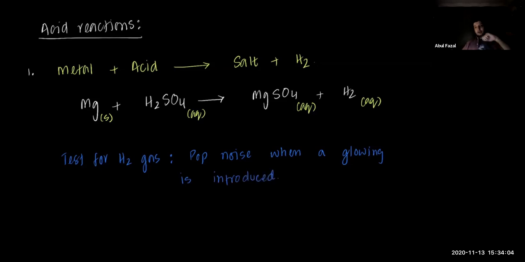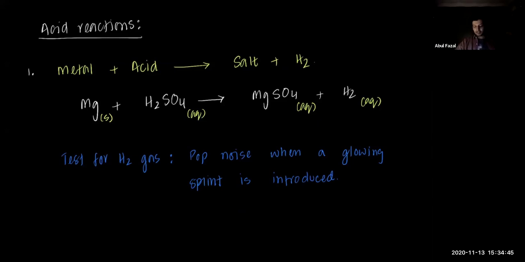Okay. Now, what is written after glowing? Glowing splint is introduced. Sorry, there's nothing after glowing because I skipped it. When a glowing splint is introduced. A splint is a piece of wood, like a stick, like a matchstick. Sorry, forgot to write that down.